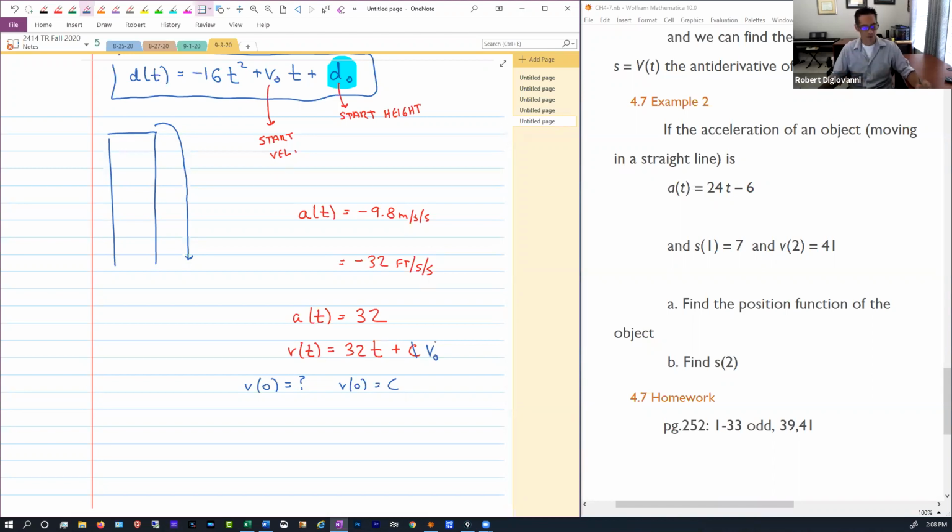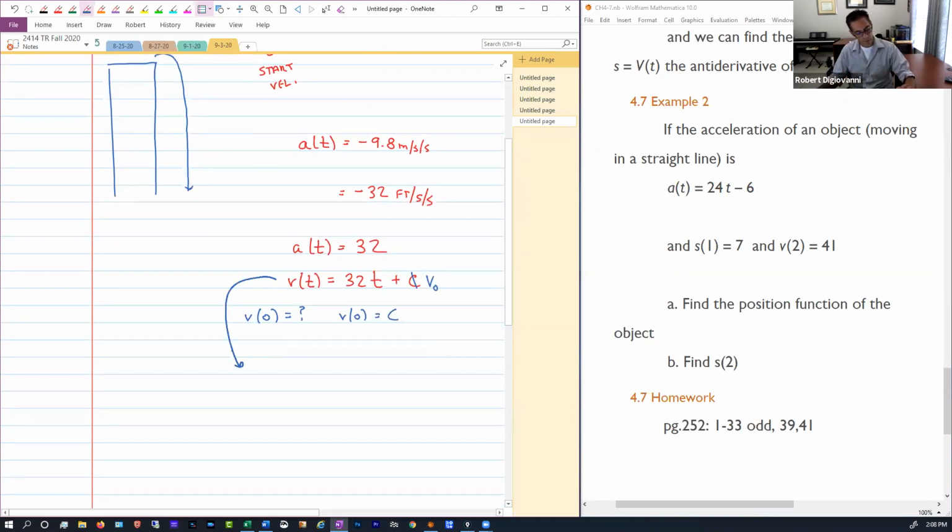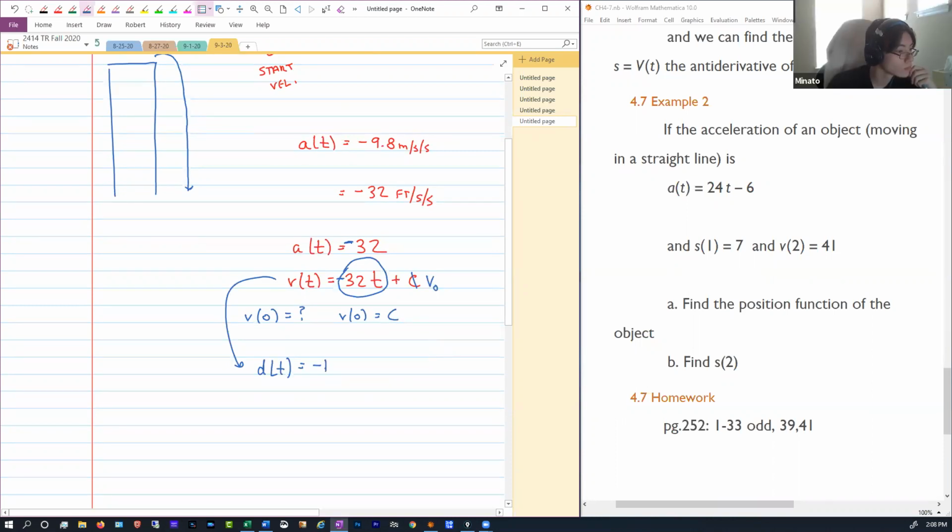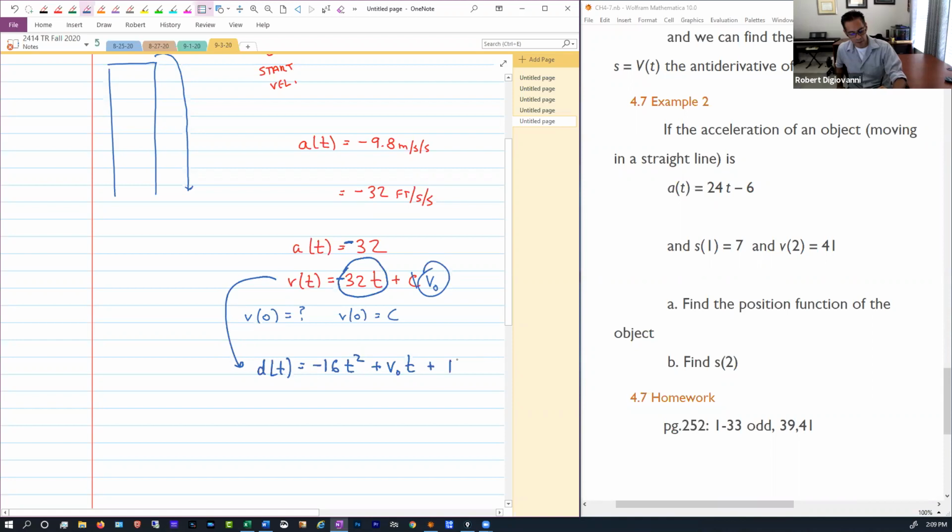Now let's take the antiderivative again. The antiderivative of this would be our position function. I'm going to call it d of t instead of s of t. What's the antiderivative of 32t? Oh, that was supposed to be negative 32. I apologize, negative 32. Negative 16t squared. Negative 16t squared plus, what's the antiderivative of v naught? v naught t. Plus some constant, which I'm going to call d.